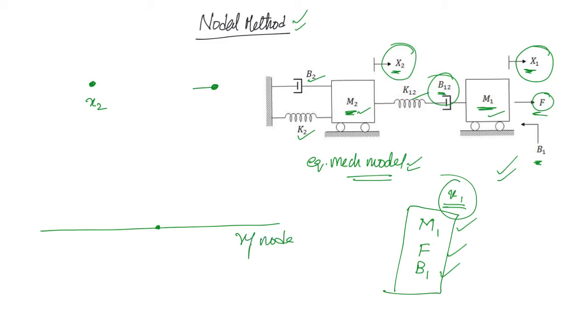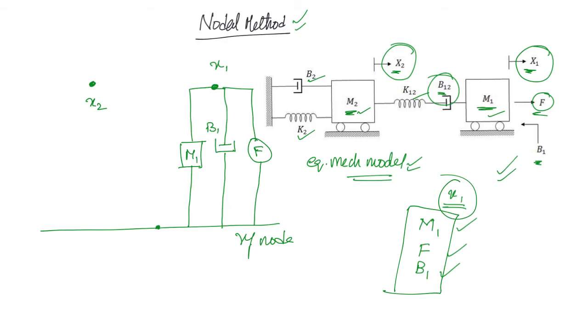So you have mass m1 here. This is node x1. You have the friction b1, and the force F. So these are all the elements being connected from x1 to the reference node, because they are acting only on the mass m1.